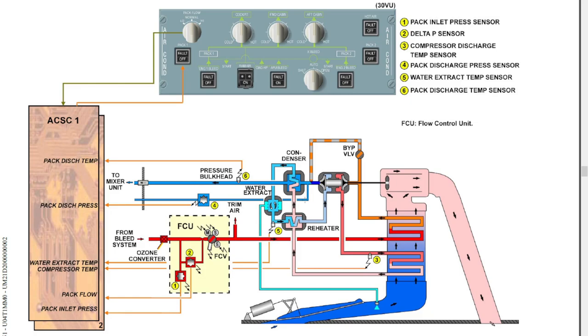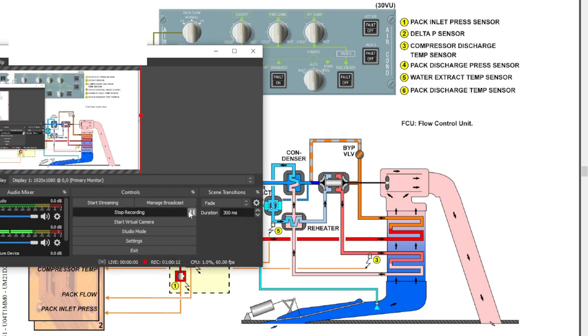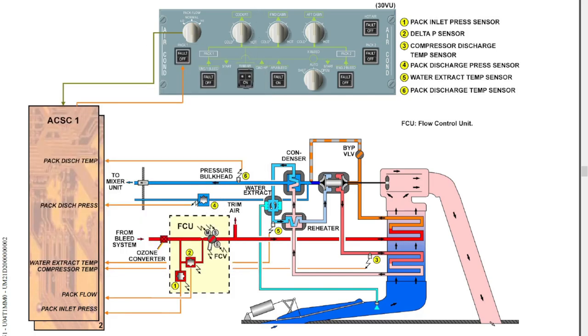And if you have a look here, there is a small line coming here which is connected to another sensor, a pressure sensor, which is the pack discharge pressure sensor. You can see that it has an inlet from this side as well. It's sort of a differential pressure sensor. Here, from this side, you get the cabin air pressure, and here you have the pressure of the air coming out of the turbine.